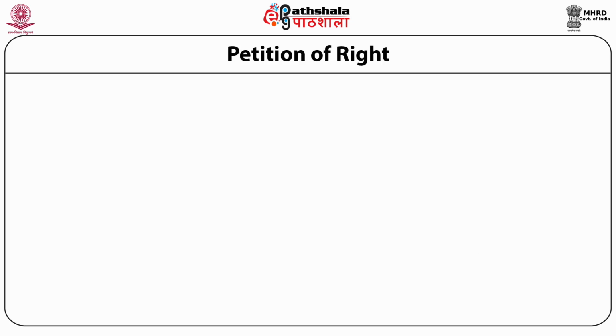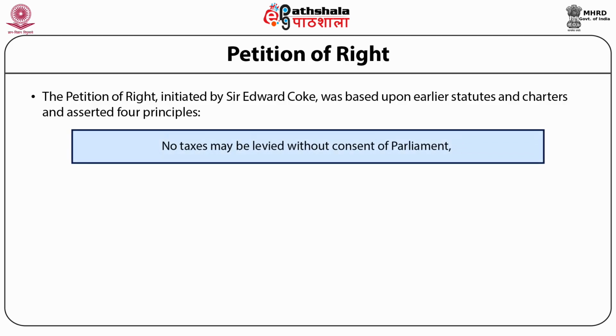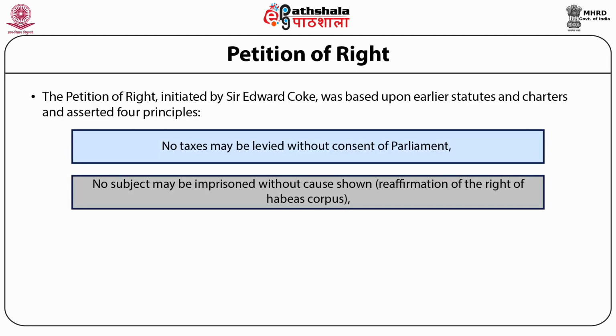Now let's look at some of the clauses and some of the articles of the Petition of Right. The Petition of Right was initiated by Sir Edward Coke, a Member of Parliament, and was based upon earlier statutes and charters. The Petition of Right asserted 4 primary principles. No taxes may be levied without the consent of Parliament. Taxes again. No subject may be imprisoned without cause shown.